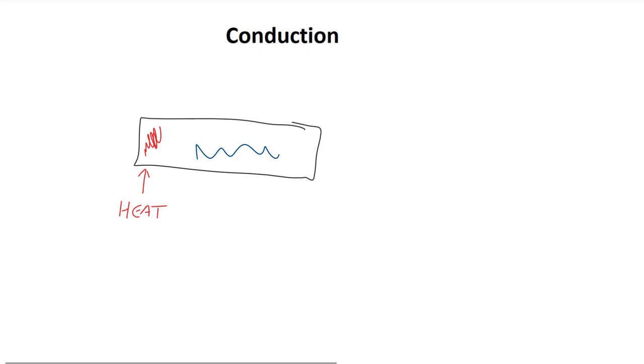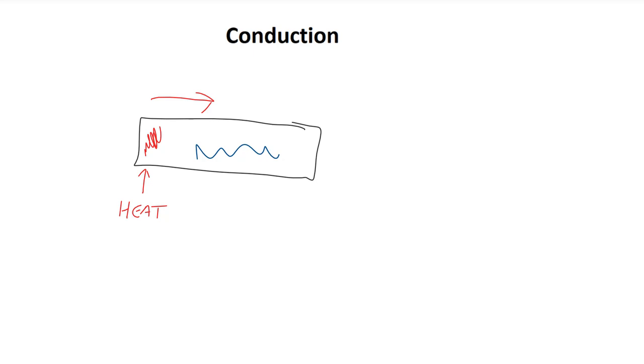A particle that is vibrating will hit or interact with a particle nearby, causing that to also vibrate. This will go on and on until the heat is transferred throughout the rod, increasing the vibrations from left to right. This is what is known as conduction. This is the primary method of heat transfer in solids.